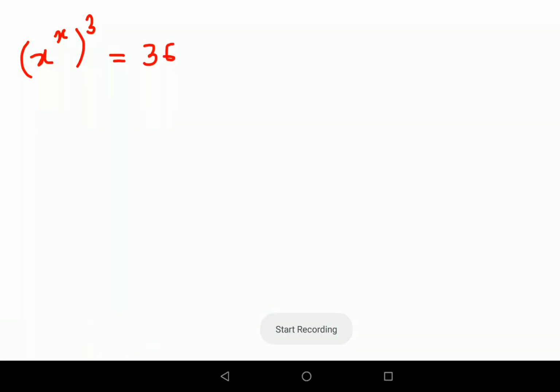Welcome everyone. Today we are going to solve a very nice indices problem, which is x raised to x raised to 3 equals 36. Since we don't understand anything more, let's write this as x raised to x, the whole raised to 3, and here 36 we can write as 6 squared.